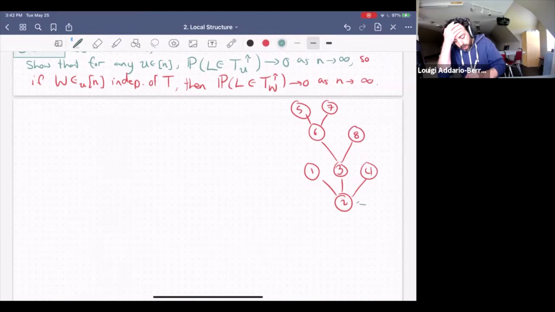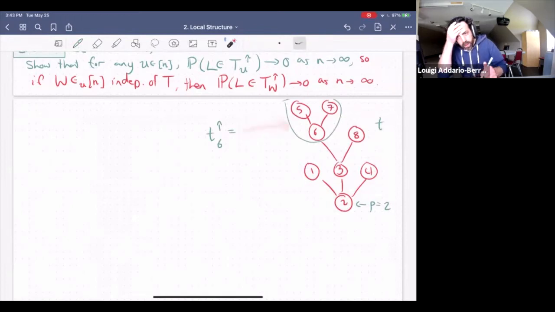Right, so in this tree, which has root 2, this is the tree T, then the tree T6 up arrow would be this tree here. So it's all the vertices with the property that if you go from that vertex along the path down to the root, then you have to pass through vertex 6. So it's vertex 6 plus all its descendants.